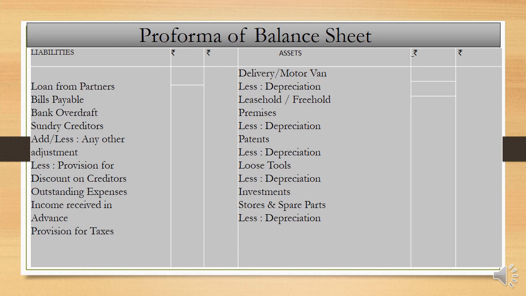Sundry creditors are the persons to whom we have to pay an amount or a debt, that is known as the sundry creditors. So sundry creditors are the persons to whom the amount is payable, and all the payables are liabilities, so it is recorded on the liability side.